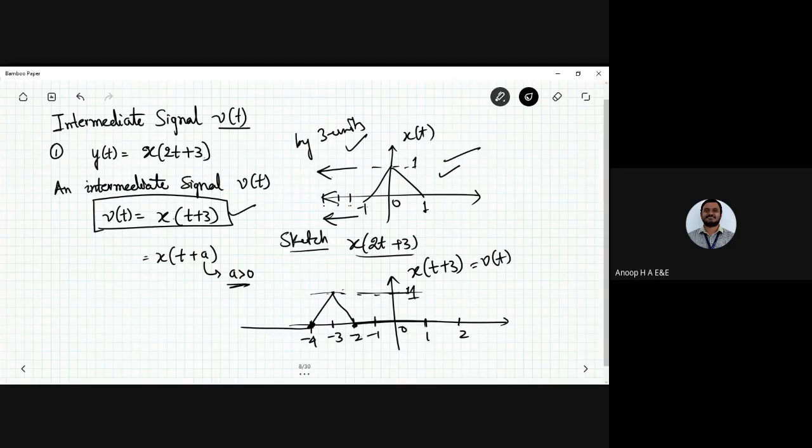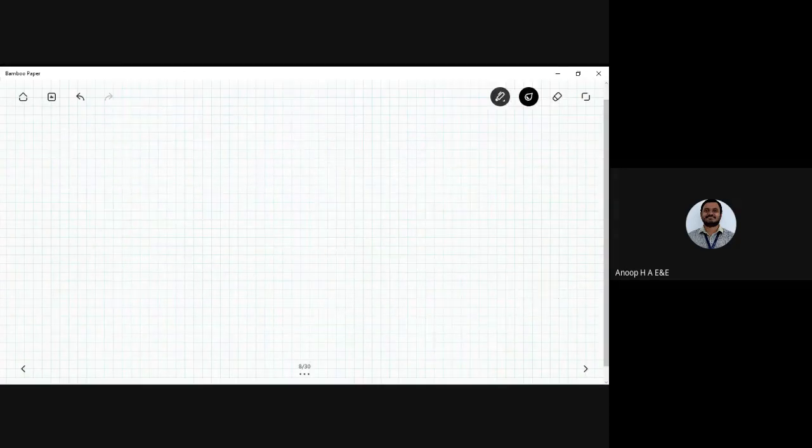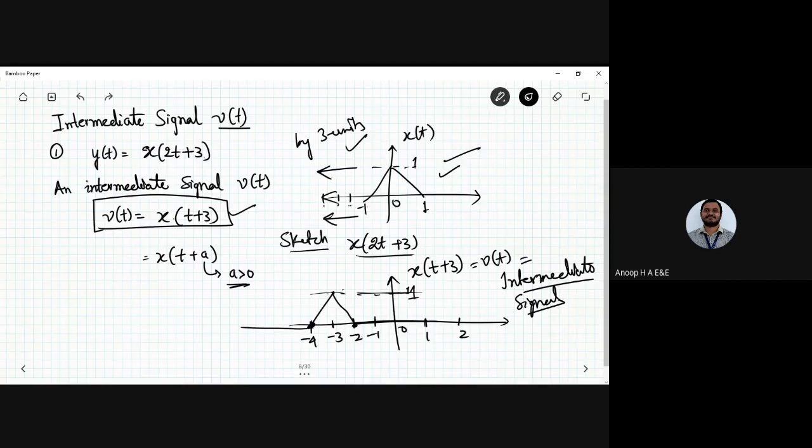So this is the translated signal, that is x of t plus 3, which is V of t, which is said to be the intermediate signal. So that is V of t, okay. So now what do I need to write? I need to scale this signal, okay. So I need to scale in such a way that, just a moment. Okay, yes. So I need to scale the signal y of t.